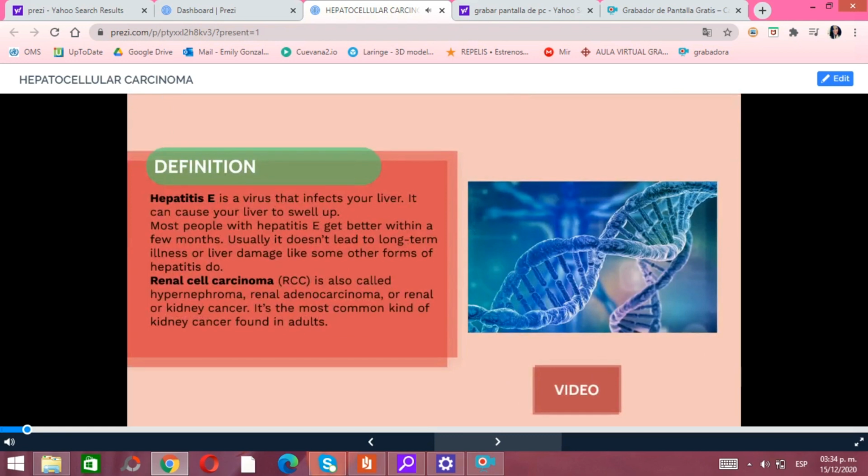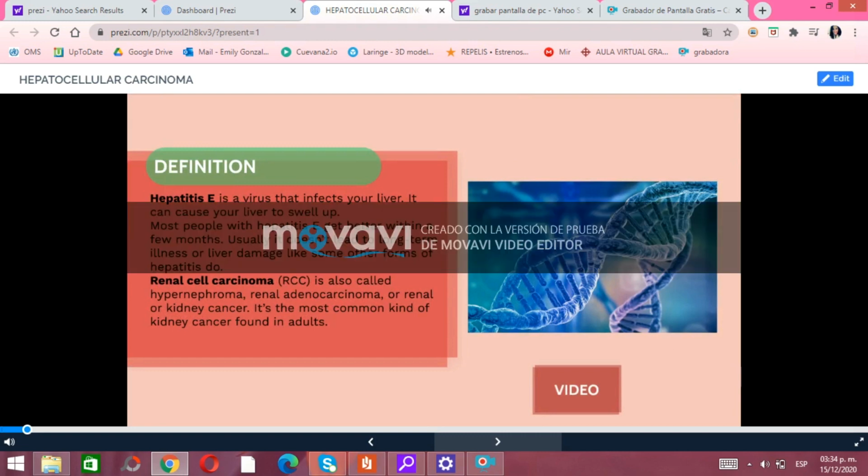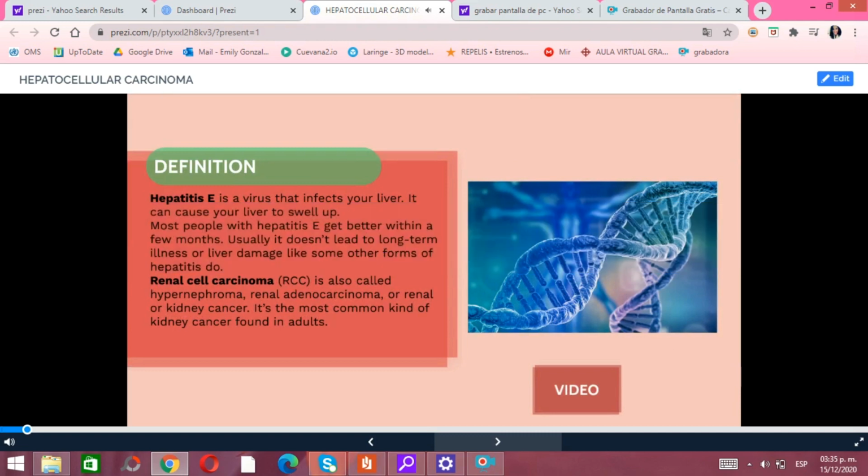Definition: Hepatitis E is a virus that infects your liver. It can cause your liver to swell up. Most people with hepatitis E get better within a few months. Usually, it doesn't lead to long-term illness or liver damage like some other forms of hepatitis do.